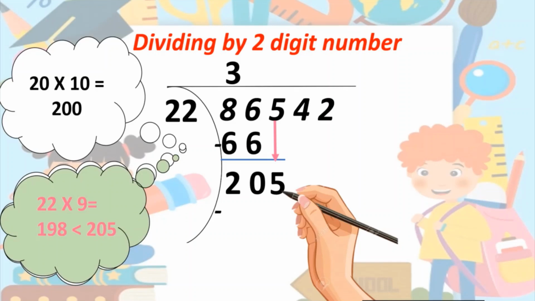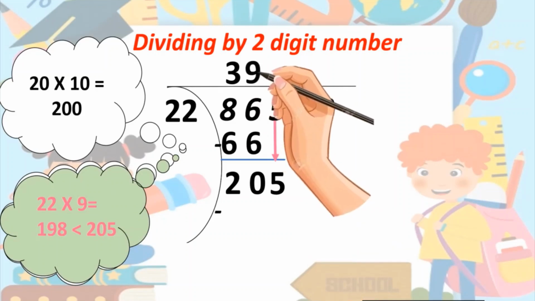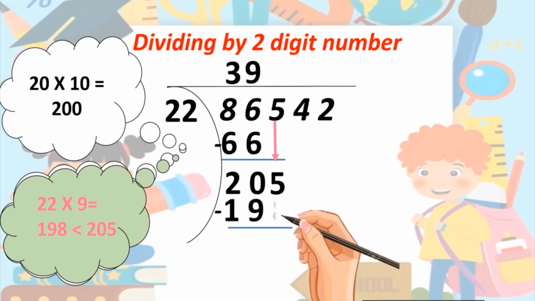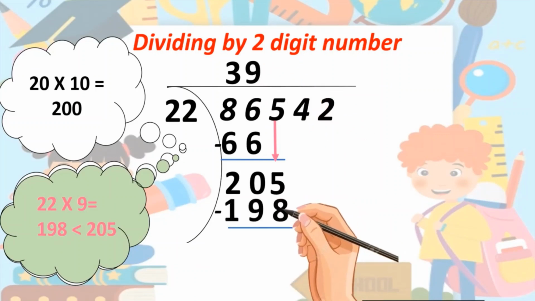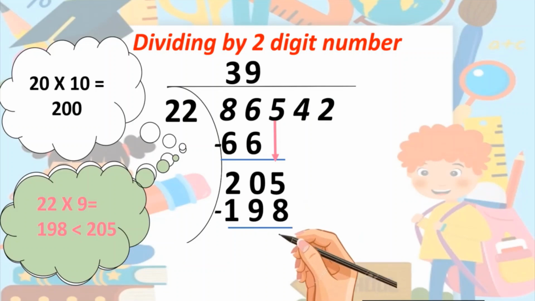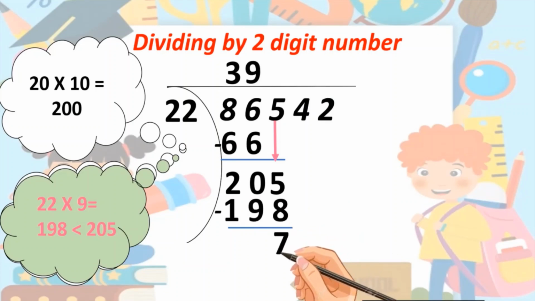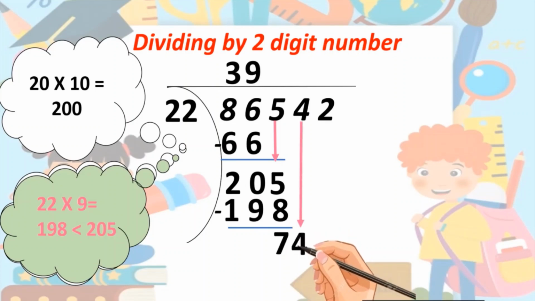So we can go ahead. 22 multiplied by 9 is 198, and we are left with the remainder as 7. Now we bring down the next digit, that is 4, and we write it as 74.